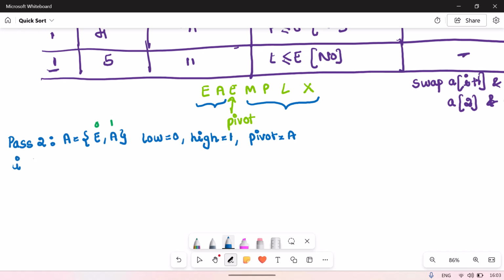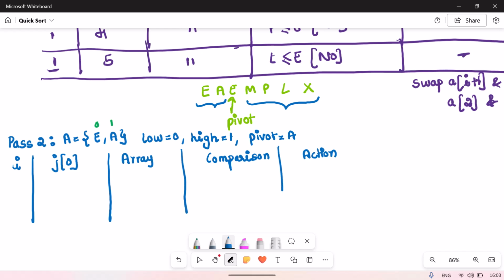Then you will write the values of I, then J. J will go from low to high minus 1. High minus 1 means 1 minus 1, which is 0. So J will only run for the 0 value. And you have the array, then the comparison, and also the action. Initially I will be low minus 1, so minus 1. J will start at 0.